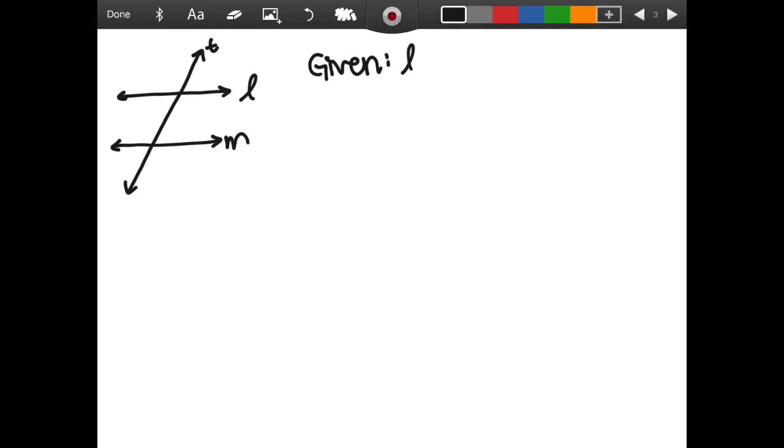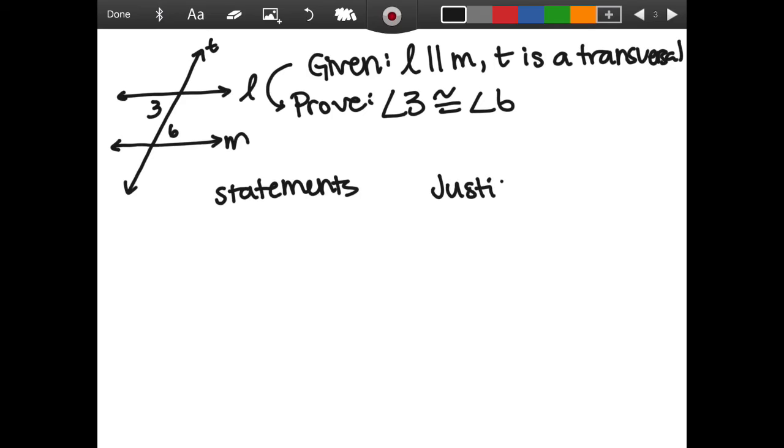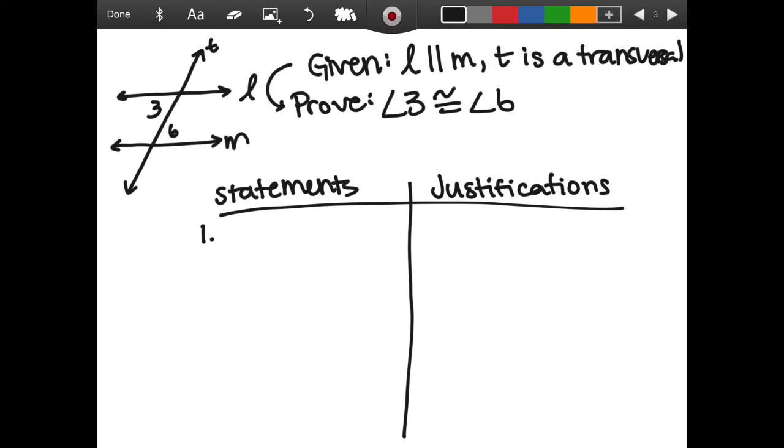Given this diagram, given that L is parallel to M and T is a transversal, I want to prove that angle 3 is congruent to angle 6. So I'm just going to label the 3 and the 6 over here. This is basically to show that alternate interior angles are congruent. So I'm going to make my little chart, statements and justifications. The first thing I'm going to write is that L is parallel to M. And this is just given. This is from the original problem.